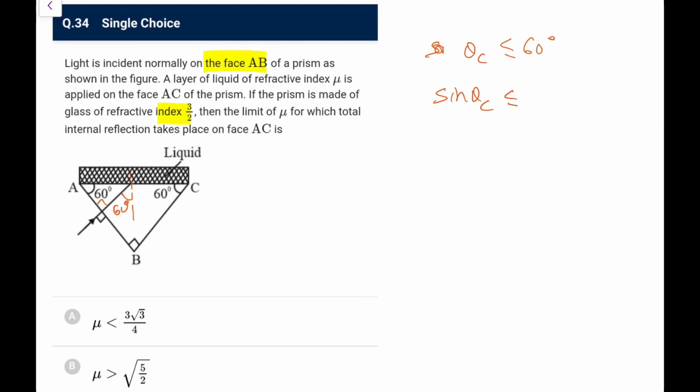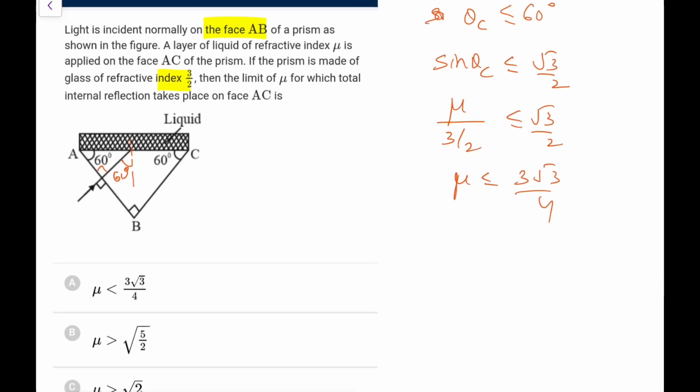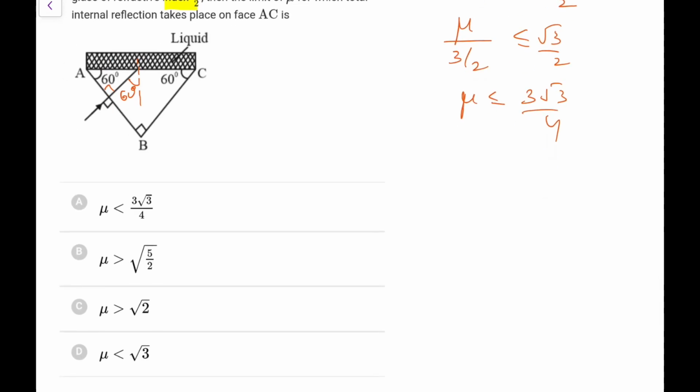60 means we can write root 3 by 2 sine 60. Sine theta C, definitely this would be denser to rarer. So rarer would be mu upon 3 by 2 should be less than or equal to root 3 by 2. So mu should be less than or equal to 3 root 3 by 4. That is what we are getting. Equality is generally avoided, so it's better mu is less than 3 root 3 by 4, because in that case it goes almost grazing way. So it is option A we go for.